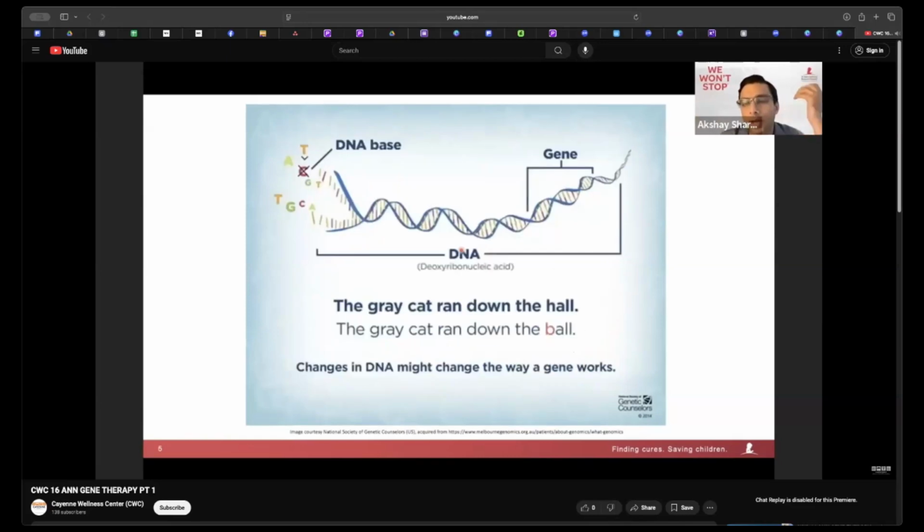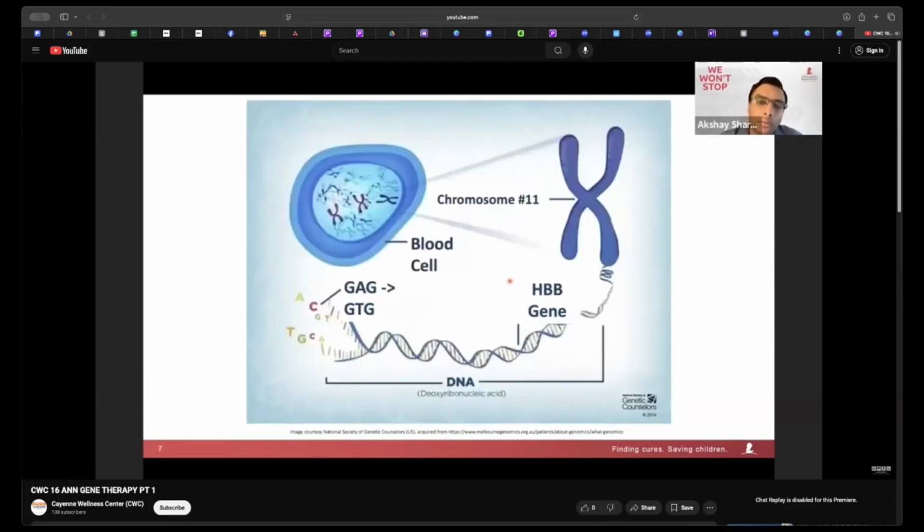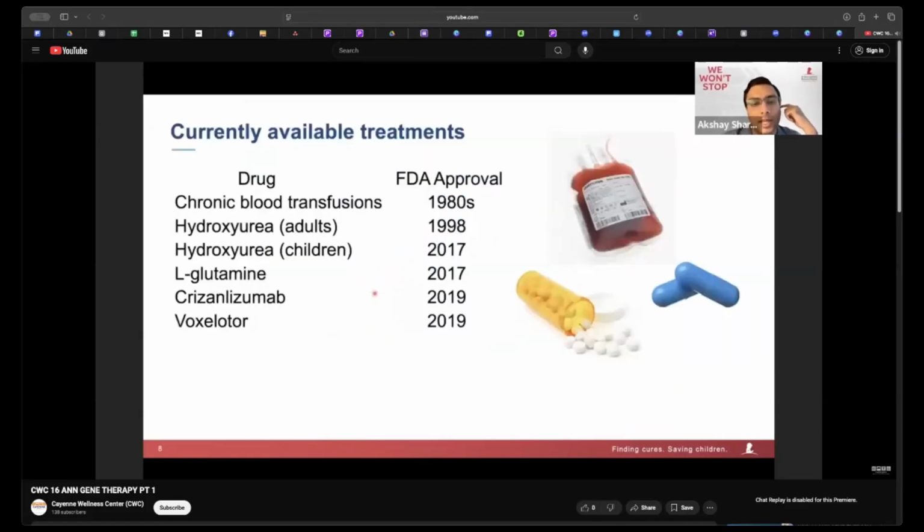And just like you can have a spelling mistake in a sentence, you can have spelling mistakes in these genes. And sickle cell disease is nothing but a spelling mistake in the gene that codes for hemoglobin molecules. And so on chromosome number 11, inside blood cells, we have a gene which codes for the hemoglobin molecule, HBB, and instead of GAG, there is a GTG, and that's the spelling mistake.